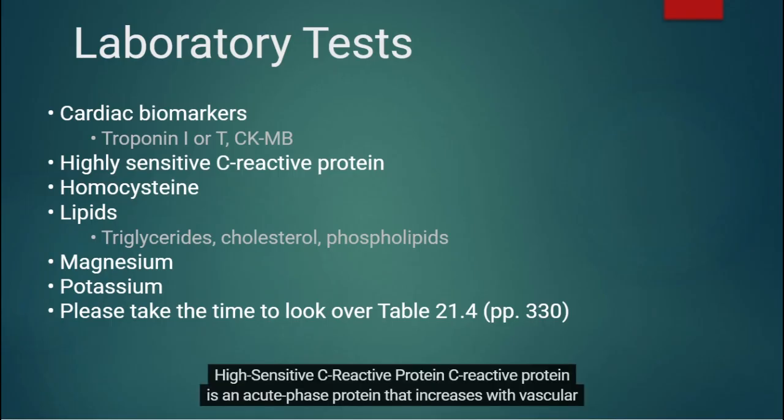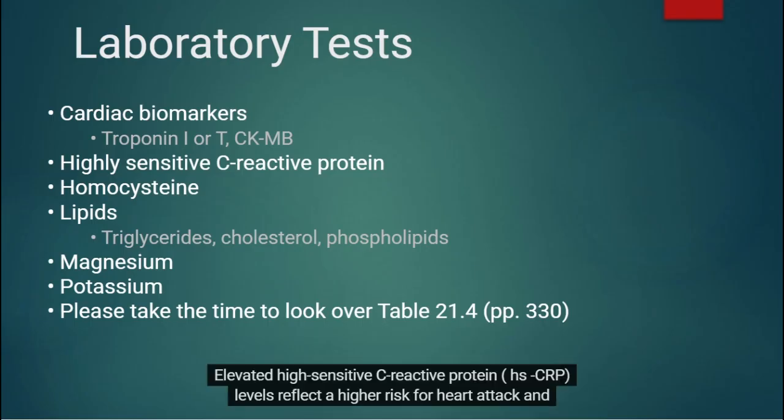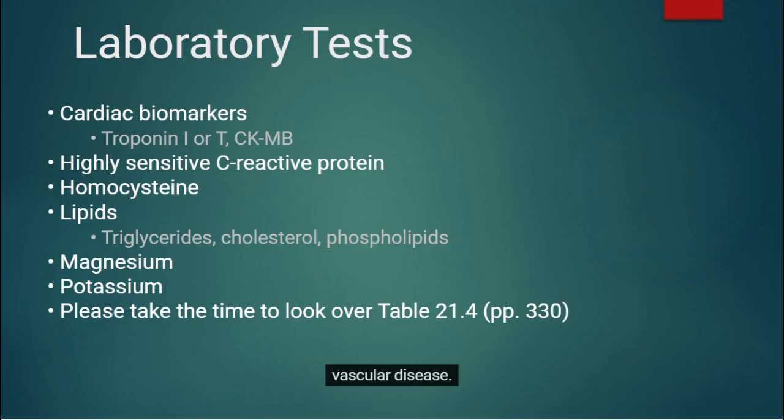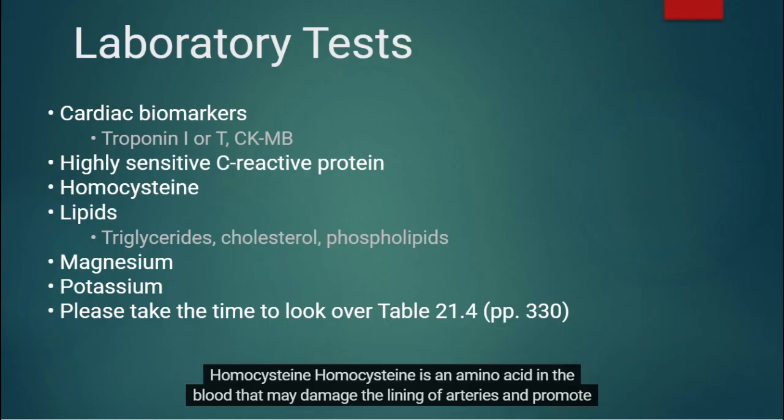High-sensitivity C-reactive protein is an acute phase protein that increases with vascular inflammation. Elevated high-sensitivity C-reactive protein, hs-CRP, levels reflect a higher risk for heart attack and vascular disease. Nurses can help patients understand and reduce cardiac and vascular risk factors.